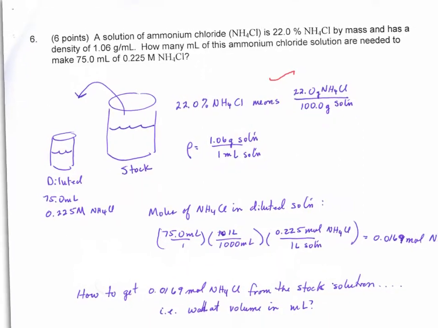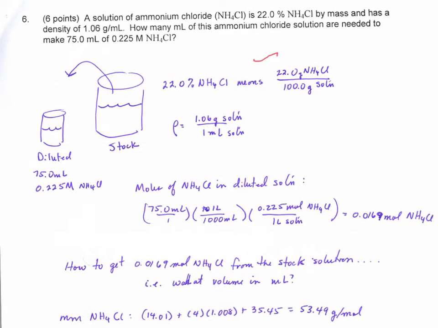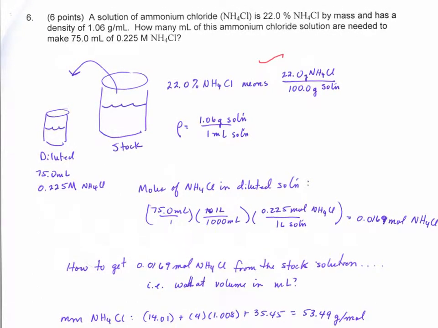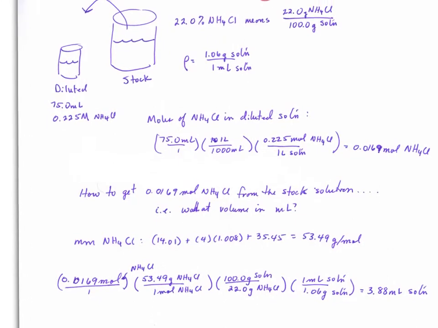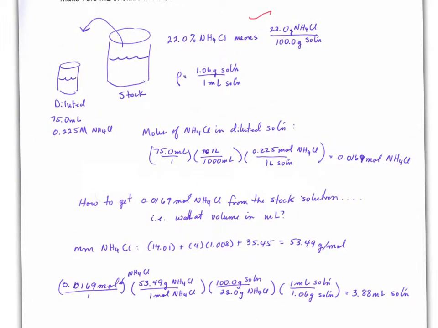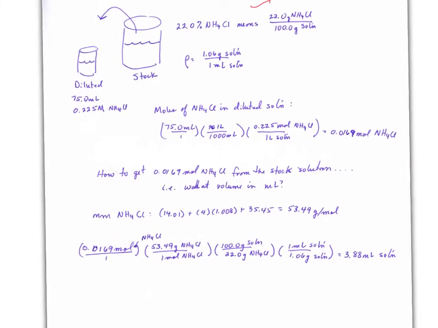So the way I did it, you see the headings on working the problem. First, I came up with the moles of ammonium chloride in the diluted solution using volume and molarity. So running around in that diluted solution, we must have 0.0169 moles of ammonium chloride. And then I pondered, how do we get moles from density and weight percent? So I knew that we were going to have to go from grams to moles. So here's the molar mass of the analyte, NH4Cl, 53.94 grams per mole. And then I just started setting it up.